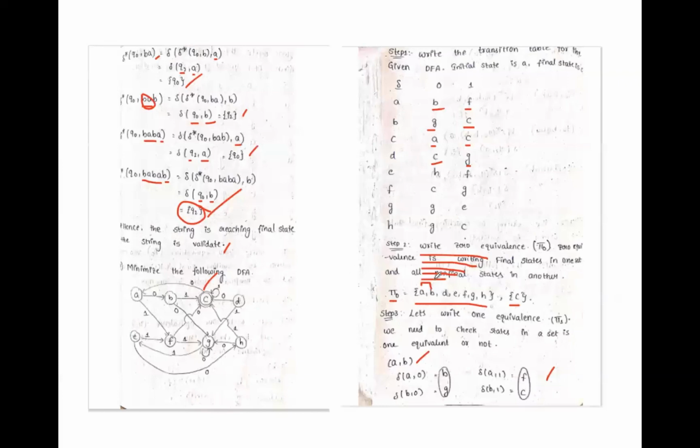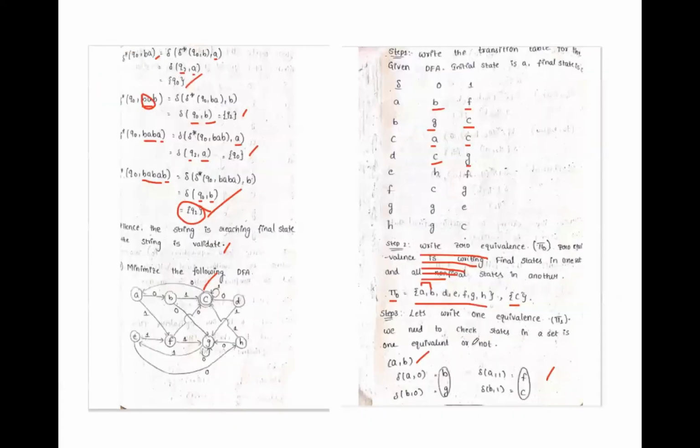Now we need to go with the third one. The third one is A comma E. So again check A on 0, E on 0, A on 1, E on 1. Now you can see B and H are present in the same set, whereas F and F, as both of them are identical, no need to check separately. So as all of them are present in the same set, we can say that A is equivalent to E.